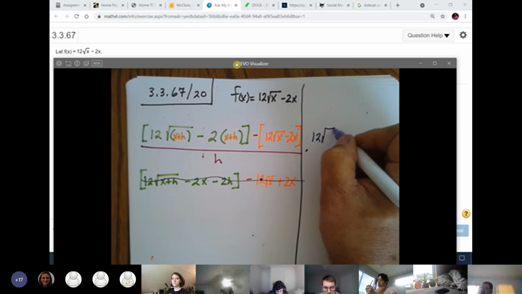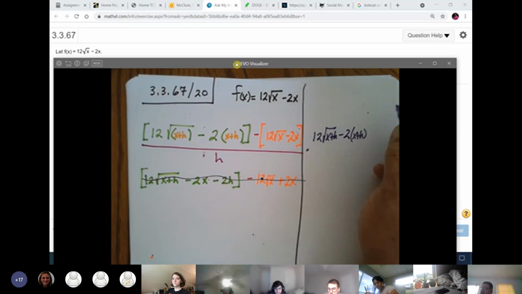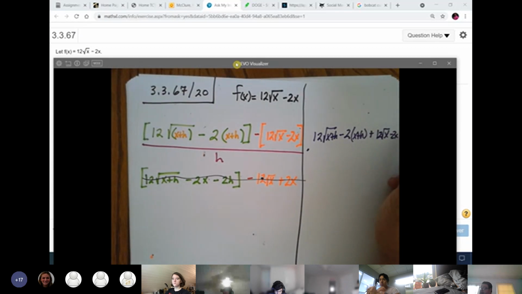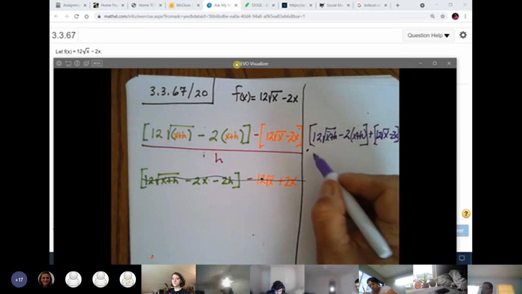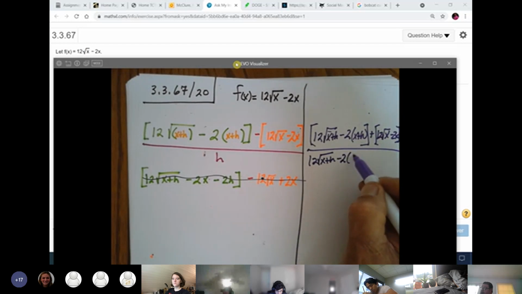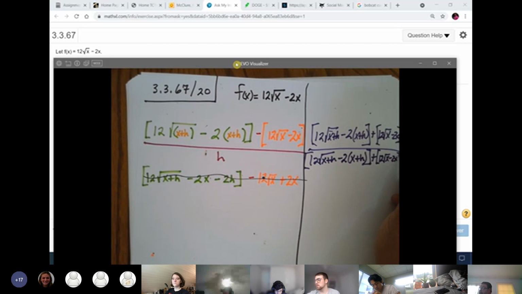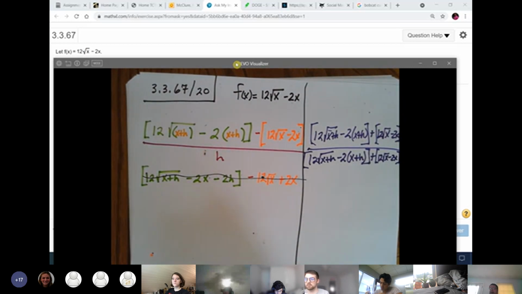12 square root of x plus h minus 2 times x plus h plus 12 square root of x minus 2x, over 12 square root of x plus h minus 2 times x plus h plus 12 square root of x minus 2x. Now that may not help us very much, but at least I can say I tried.